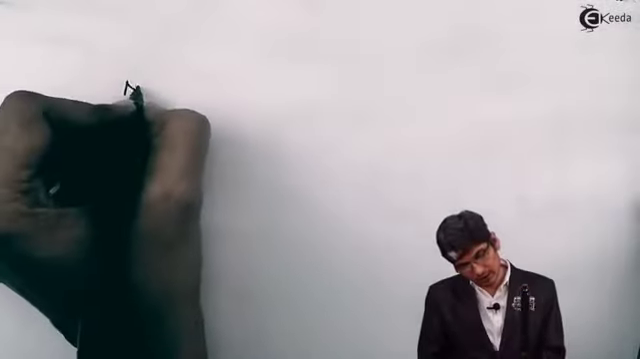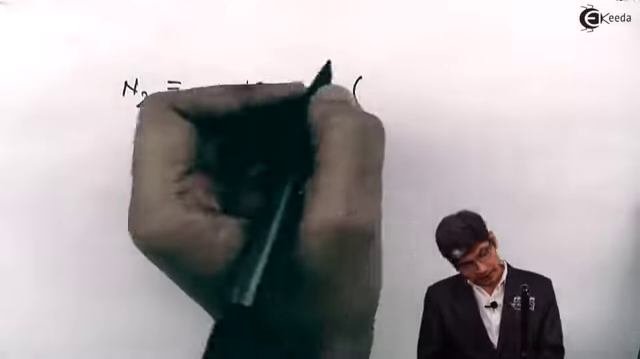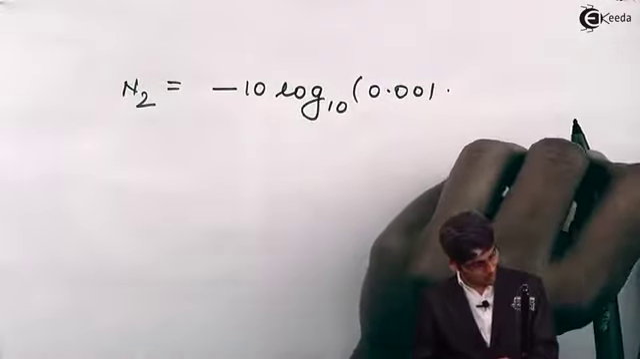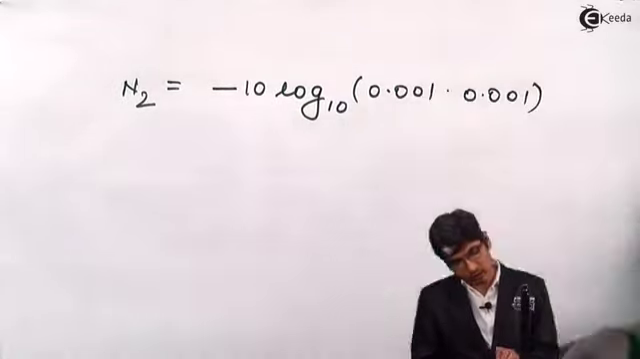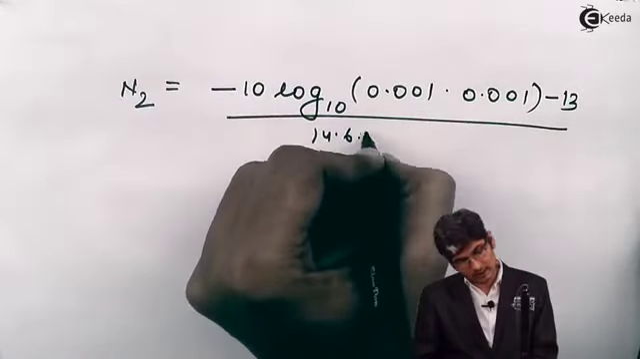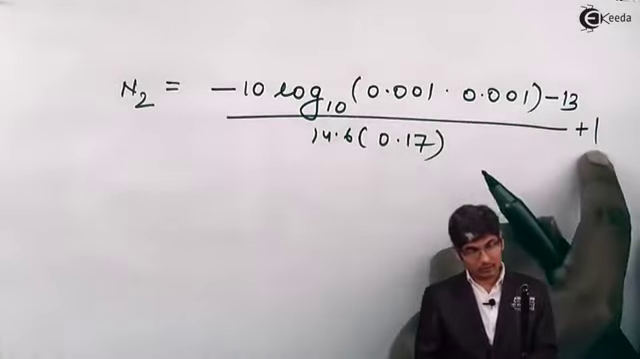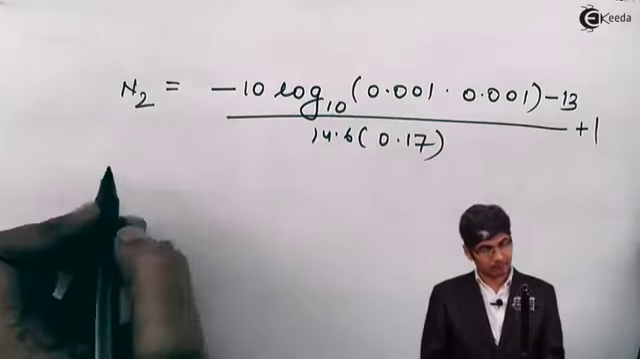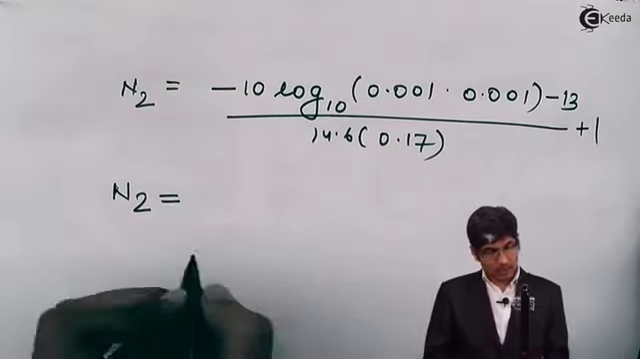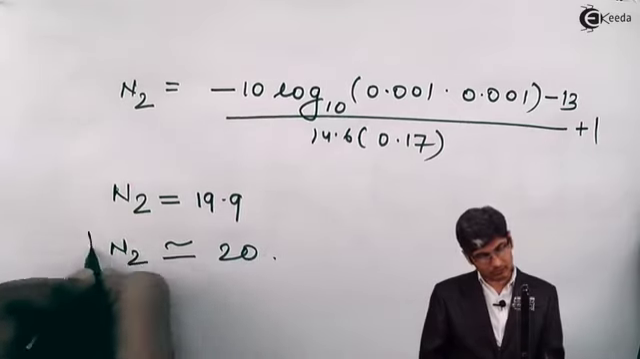So you got delta P2, you got delta S2, you got delta F. So I'm ready to go with the order N2. N2 will be equal to minus 10 log to the base 10 of delta P2, which is 0.001, into delta S2, which is again 0.001, minus 13, divided by 14.6 into delta F, which is 0.17. This whole ratio is added with 1, so don't make the mistake of writing this in the numerator. That N2 comes around to be 19.9, which I will approximate as 20. So this is my N2.